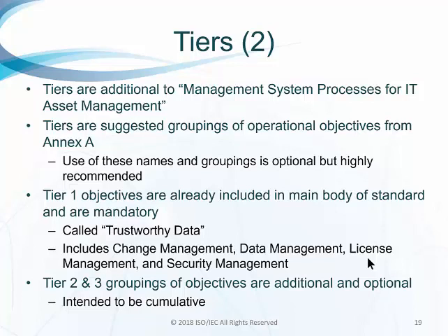The tier 1 objectives are already included in the main standard itself. We call that tier trustworthy data. It includes, as it says here, change management, data management, license management, and security management. The 2nd and 3rd tiers are ones that can be added. They're intended to be cumulative.